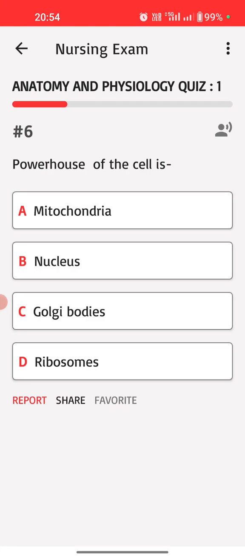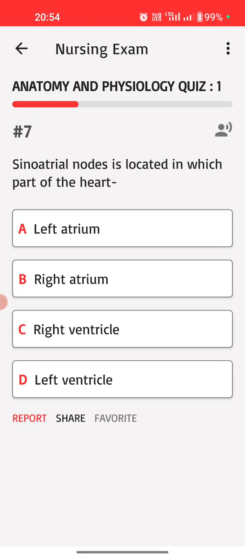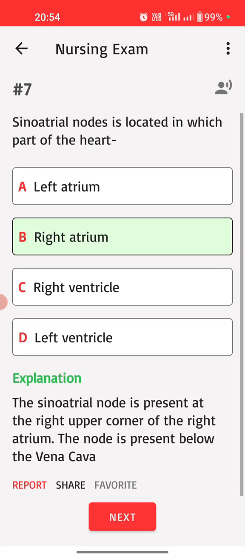Powerhouse of the cell is. Correct answer. Sinoatrial node is located in which part of the heart? A. Correct answer. The sinoatrial node is present at the right upper corner of the right atrium. The node is present below the vena cava.